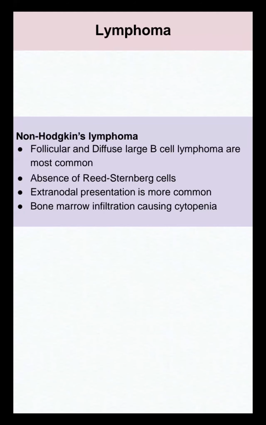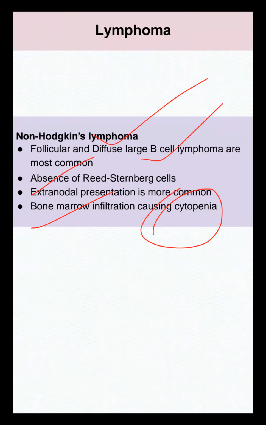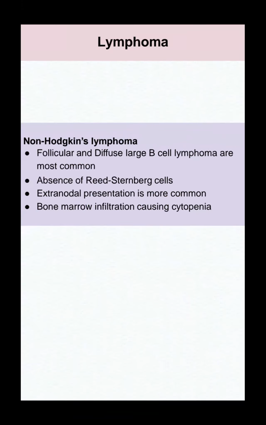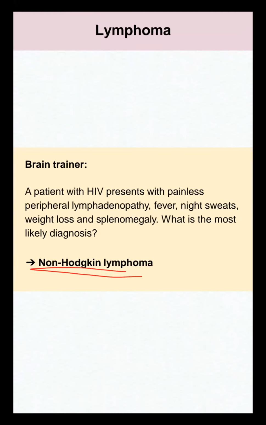Non-Hodgkin lymphoma is associated with bone marrow infiltration with cytopenia, and extranodal presentation. B symptoms will be present, and there are absent Reed-Sternberg cells. So non-Hodgkin: absent Reed-Sternberg cells. Dr. Sajma will present this case.